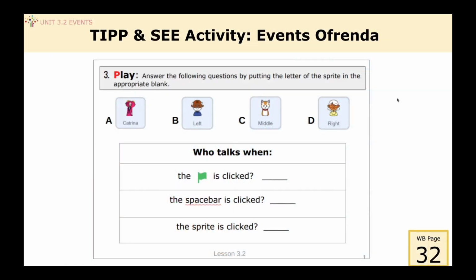In the Ofrenda Tip and C, we have a variety of sprites: Katrina, left; Grandpa, middle; Cat; and right, Grandma. For the first part of the Tip and C, students will play the project and answer questions by putting the letter of the sprite in the appropriate blank. Who talks when the green flag is clicked, the space bar is clicked, or the sprite is clicked?